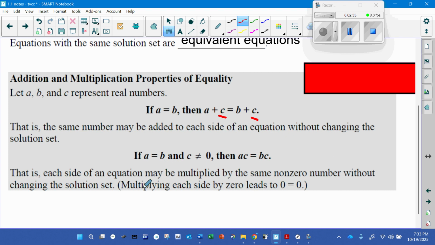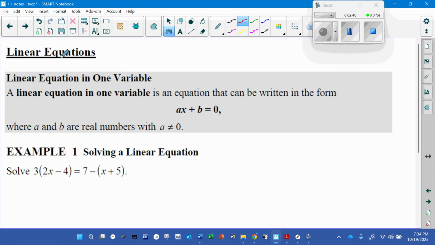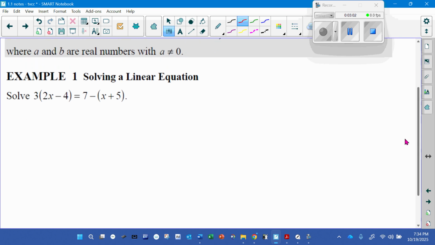Same thing applies when you're multiplying. So if you have two sides that are equal, as long as the number you're multiplying by is not 0, you have to multiply both sides by the same number. So linear equations in one variable. A linear equation in one variable is an equation that can be written in this form: a times x plus b equals 0, where a and b are real numbers and a is not 0.